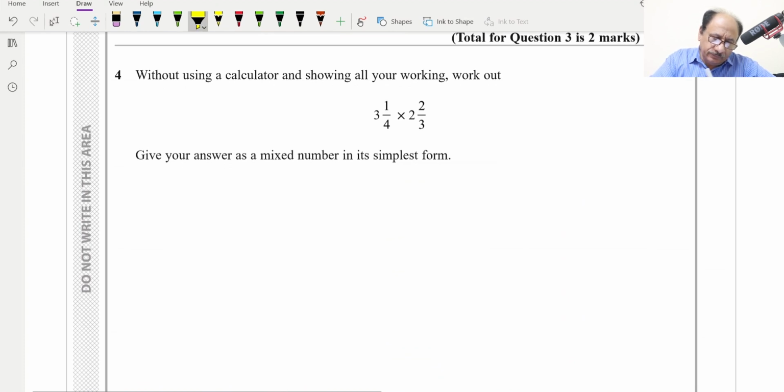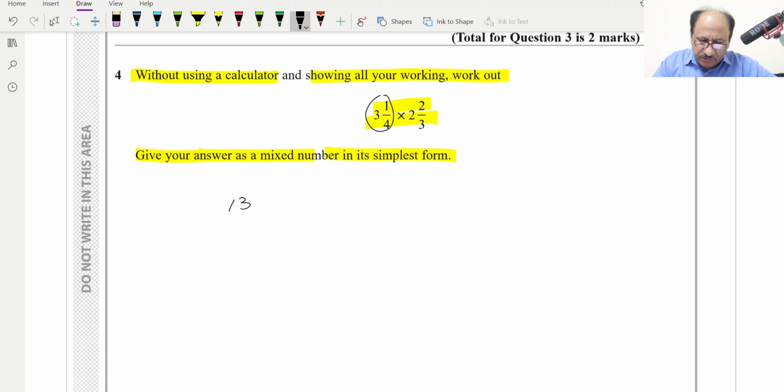Now, without using a calculator and showing all your working out, give your answer as a mixed number in simplest form. So we can convert this portion: 4 multiplied by 3 will be 12, 12 plus 1 will be 13. So 13 over 4, and this will be multiplied by the next one: 3 multiplied by 2 will be 6, 6 plus 2 will be 8. So 8 over 3. We can write here 8 over 3.